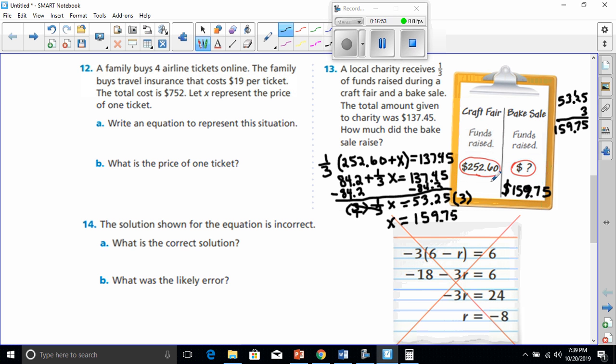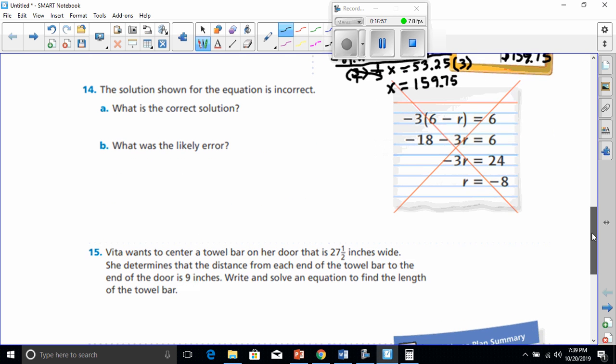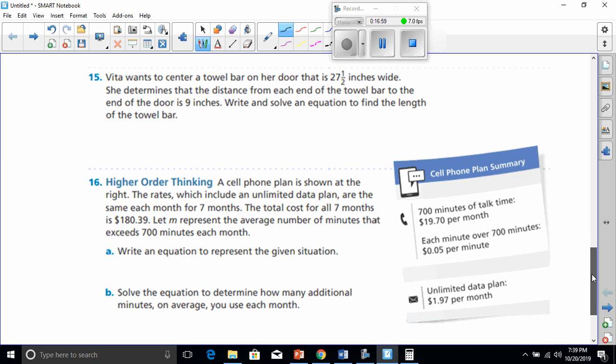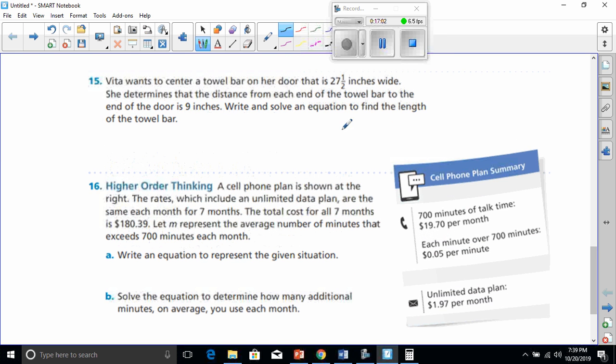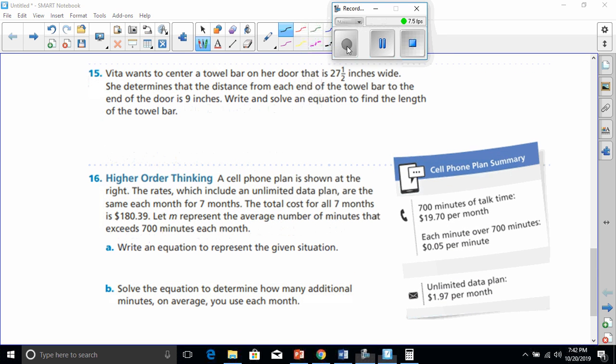All right. Let's see. 14 is yours to do, which leaves 15 to me. It looks like my last one. It says here, Vita wants to center the towel bar on her door that is 27.5 inches wide. And I'm just going to pretend there's a door here. And they just told me it's 27.5 inches from one end to the other.